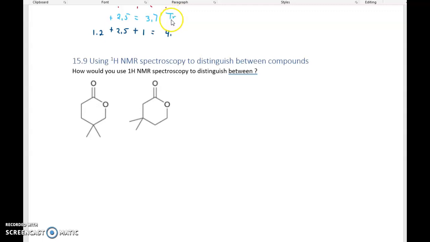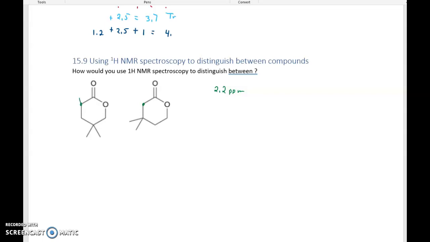Using proton NMR spectroscopy to distinguish between these two compounds. So let's first look at this position right here. In both cases, the protons on this green position are going to show up at 2.2 because they are methylene and they're one away from a carbonyl.